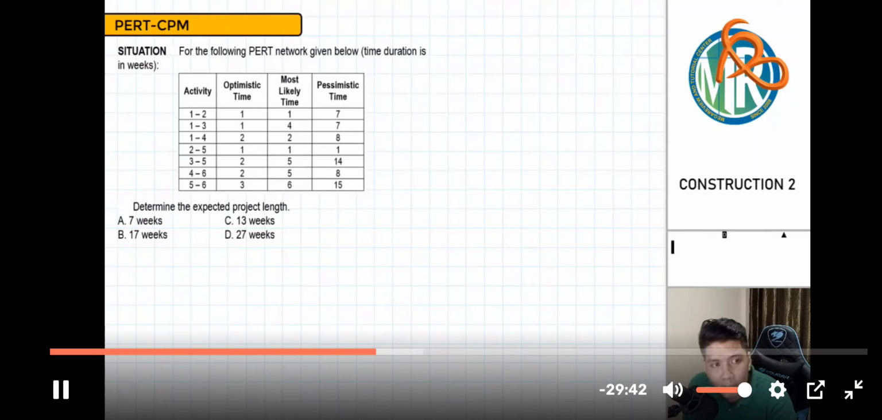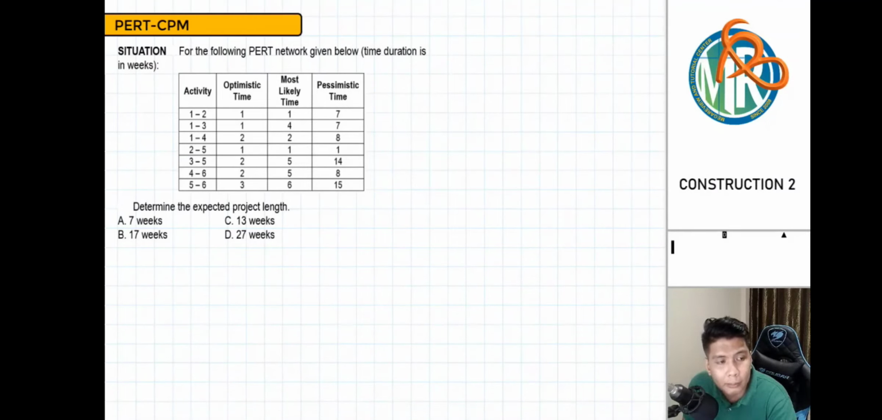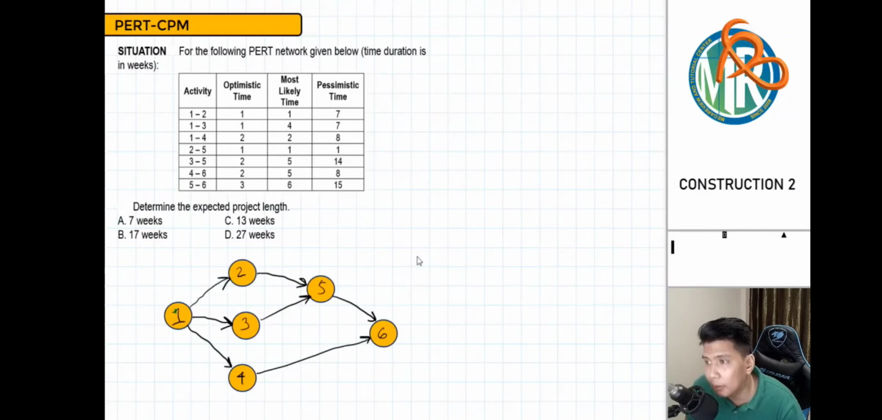For the following PERT network diagram given below, time duration is in weeks. Number 12, determine the expected project length. So first of all, let's draw muna yung ating diagram. Question sa atin is, ano daw yung expected project length?